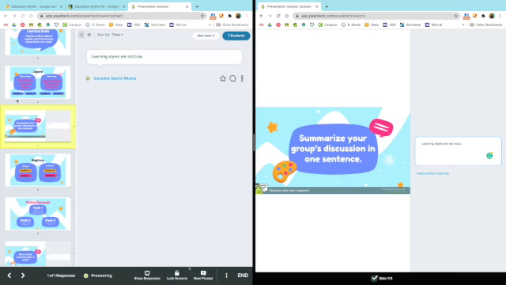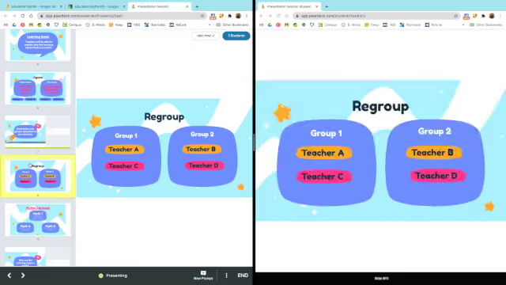Then, since it is a jigsaw, I would then have them regroup, and they would regroup, in fact, with someone that did not read their article. The teachers would be in charge of explaining their article to the person who has not read it. And they would explain what they learned and see the comparisons and the differences between the 2 articles. And then we would come back together as a group and talk about what we learned.